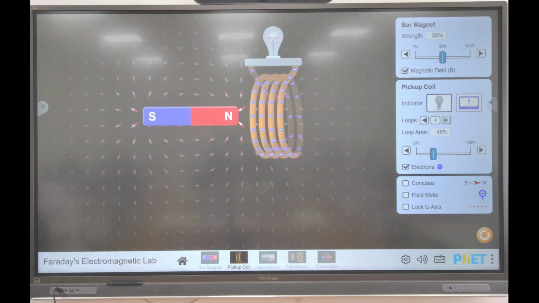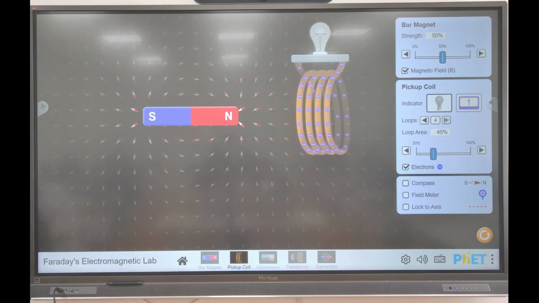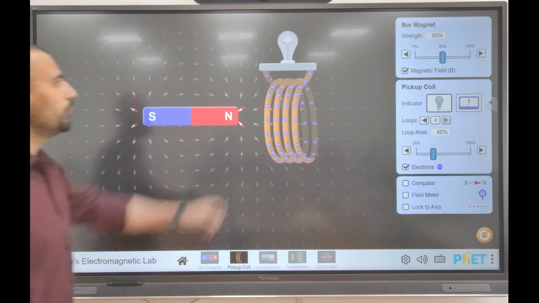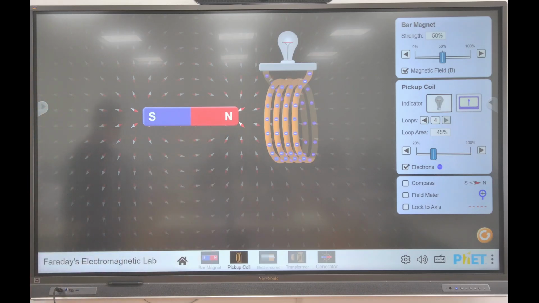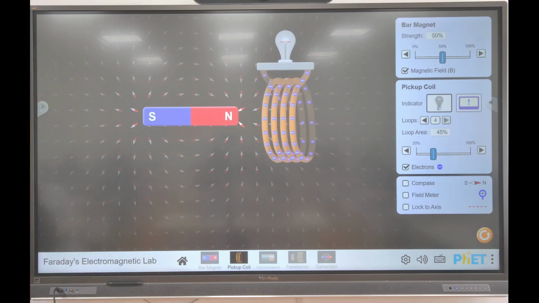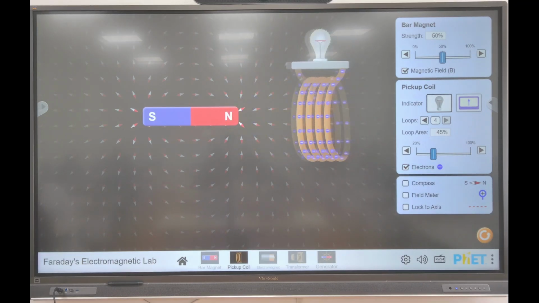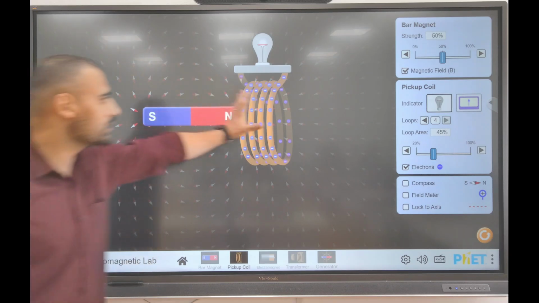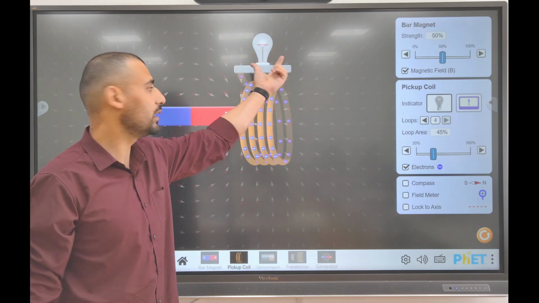When the coil is taken away or brought closer, the bulb again glows, isn't it? See? The bulb is glowing when there is motion. When there is no motion, the bulb is not glowing, isn't it? You keep it at rest, nothing is happening. But it is taken away. When the coil is taken away or brought closer, the bulb again glows.